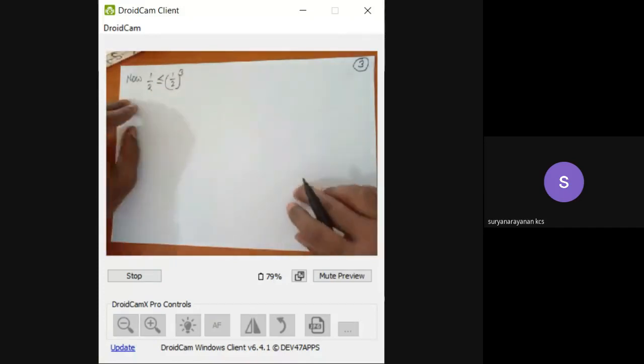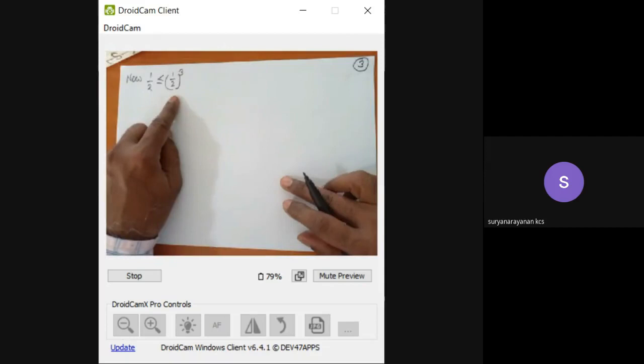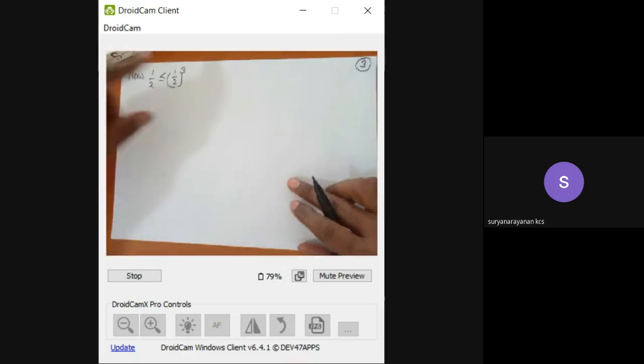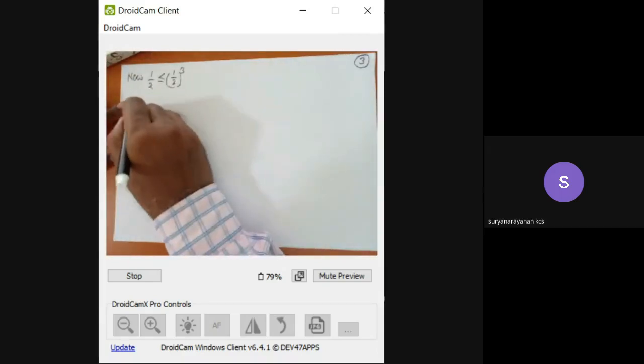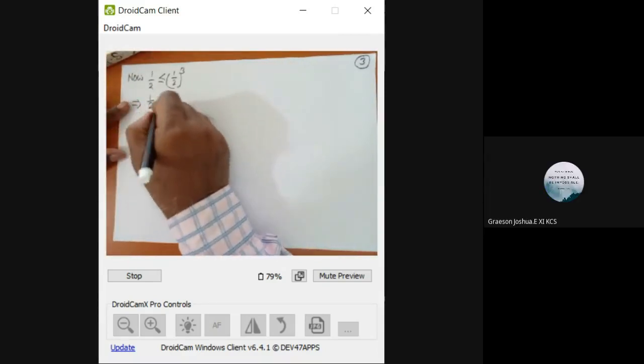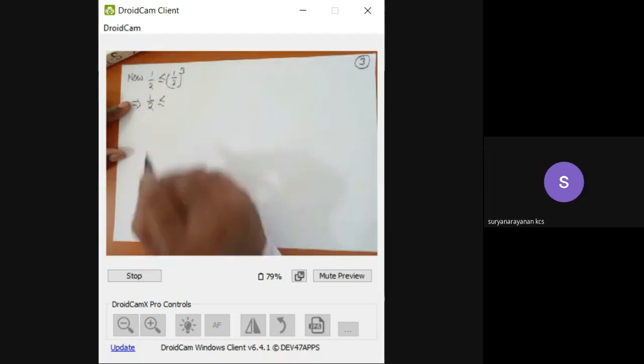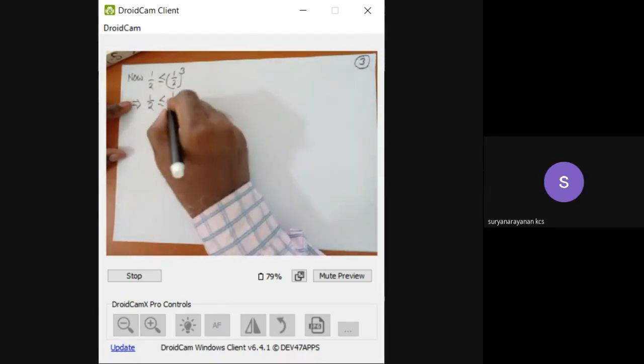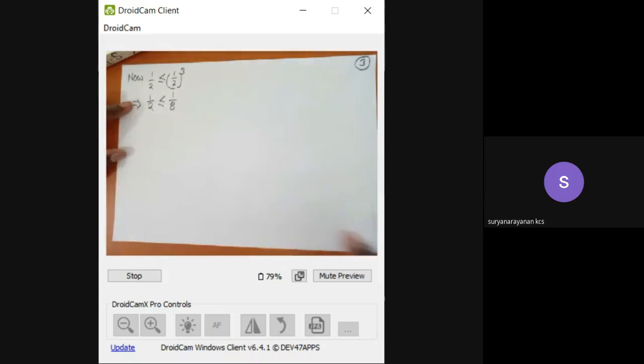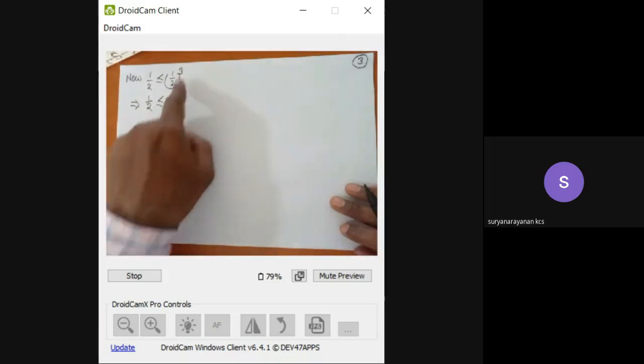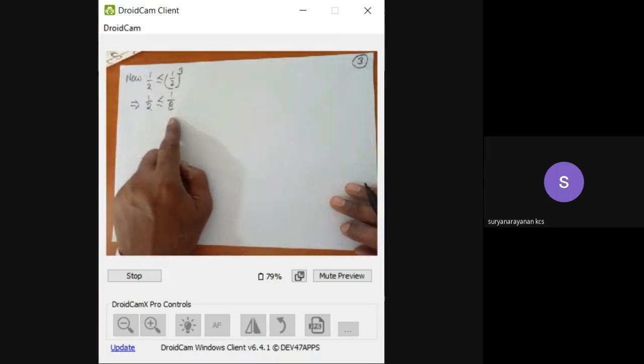This is a relation between A and B, but in the place of B also I wrote 1 by 2. 1 by 2 is less than or equal to 1 by 2 whole cube. Let us find what we get. 1 by 2 is less than or equal to 1 by 2 whole cube, which is 1 by 8.